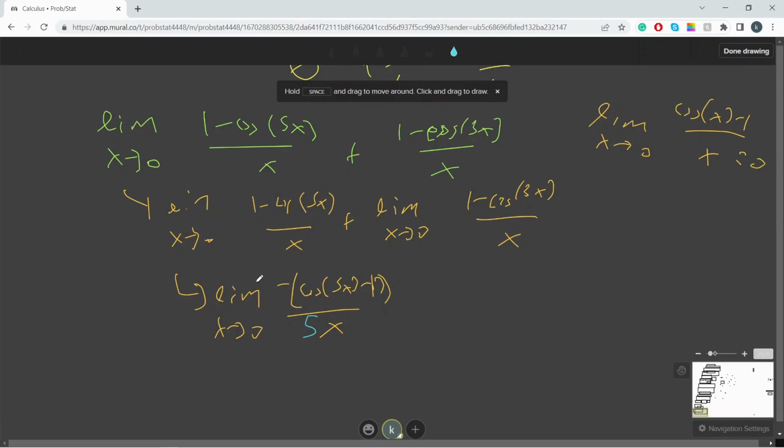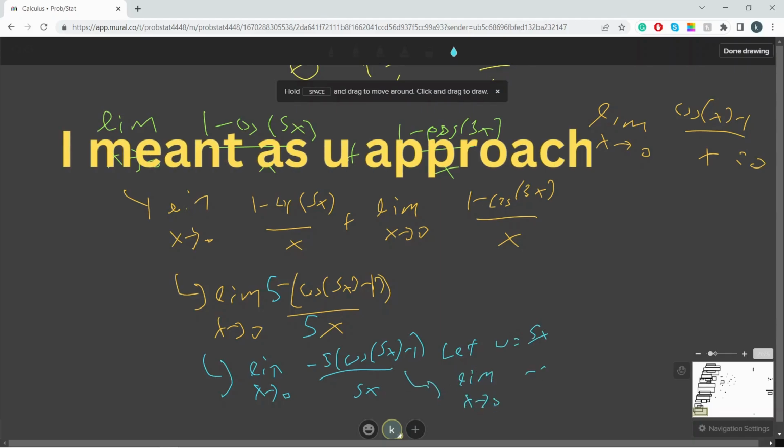So we're going to multiply the top and bottom by 5. Now this is going to be the limit as x approaches 0 of negative 5 times cosine of 5x minus 1 over 5x. And then if we let u equal 5x, what do we get? We're going to get the limit as x approaches 0 of negative 5 cosine of u minus 1 over u.